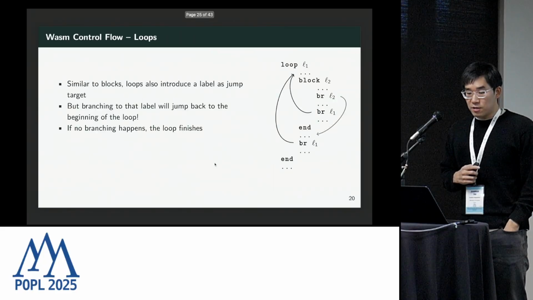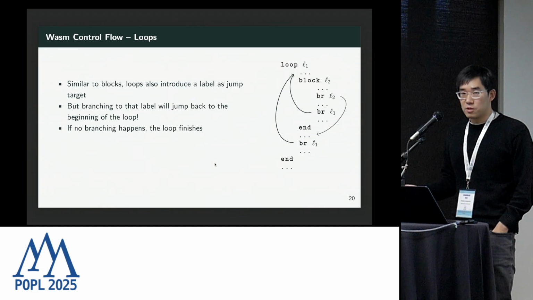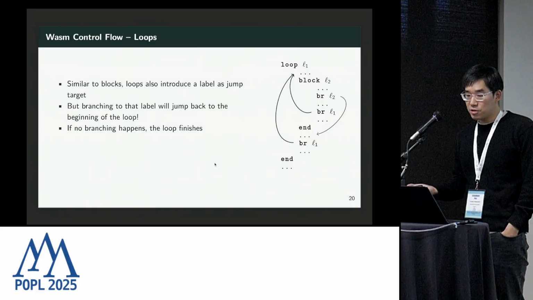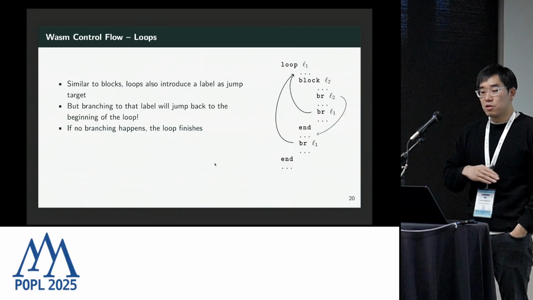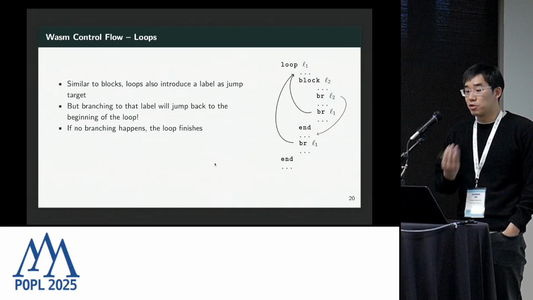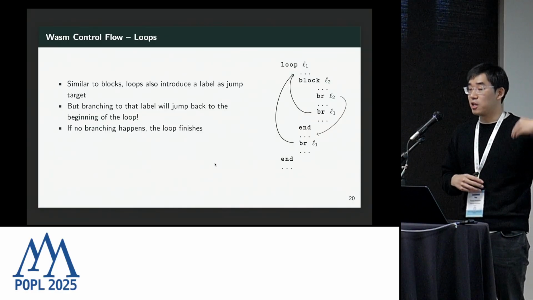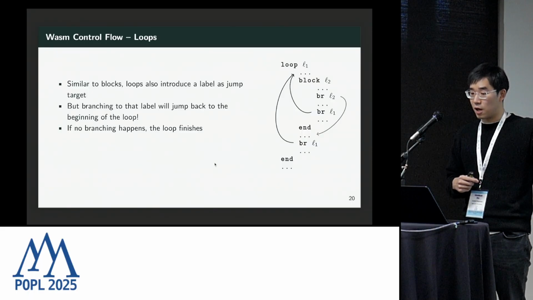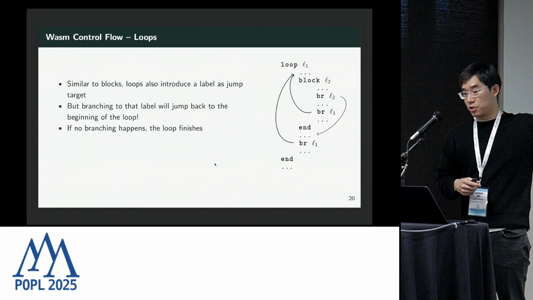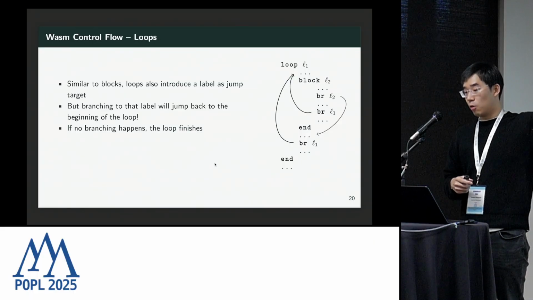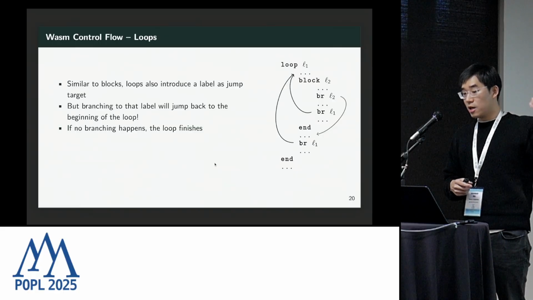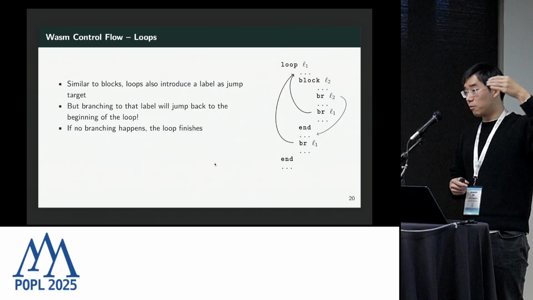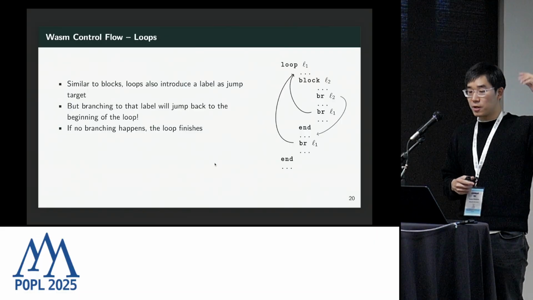So the next thing is we want to look at loops. Similar to blocks, loops also introduce a label as a jump target, but different from blocks, the branching targets introduced by a loop will jump back to the beginning of the loop. This is different from the jump targets introduced by the block. Here, the example shows we have a loop L1, and inside of the loop body, we have a nested block L2, and there are branching instructions jumping back to L1 here.